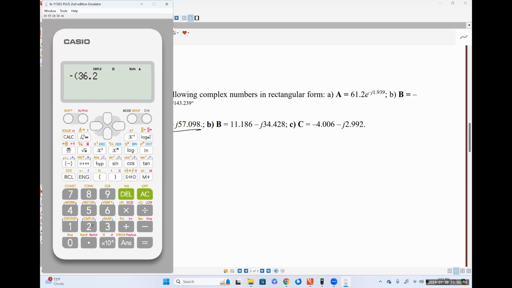To get the angle operator on the Casio 115, we press, there it is, shift minus. And then we're going to put in 108. To convert this into rectangular form, shift 2, and then option 4. And we get 11.186 minus 34.428, blah, blah, blah, I.